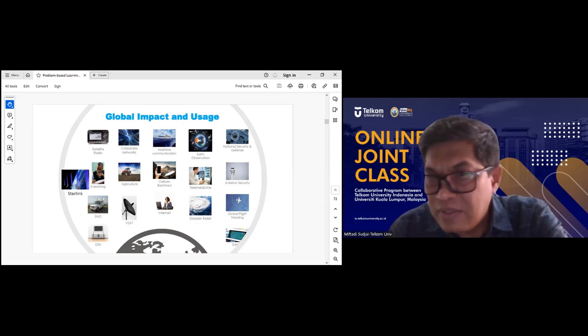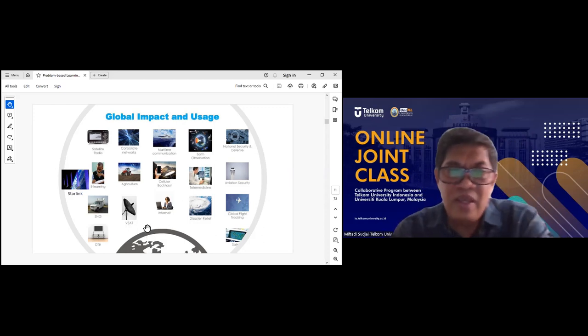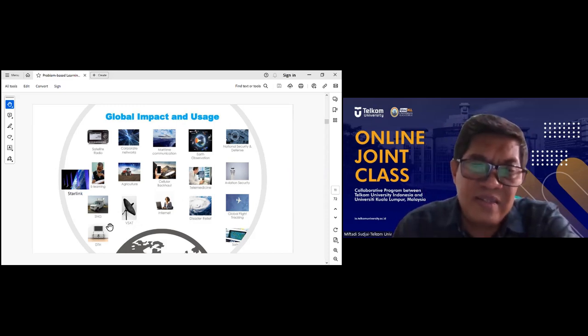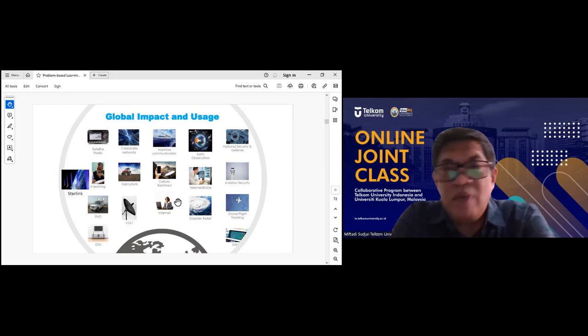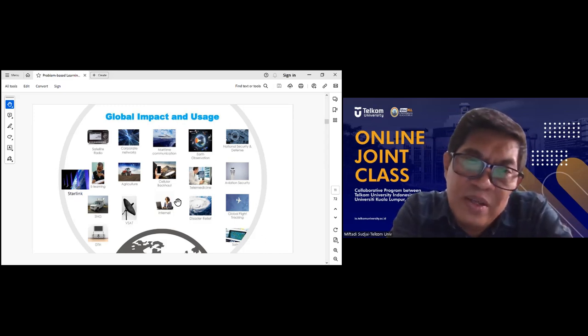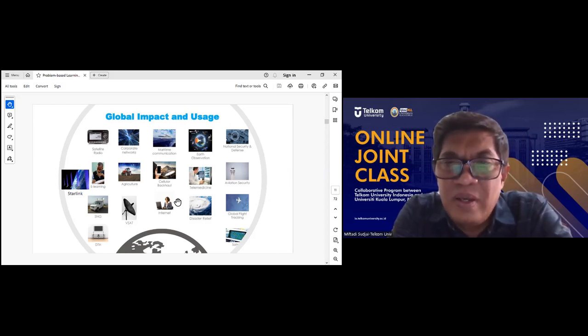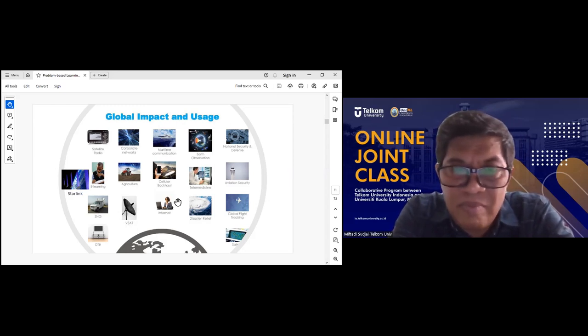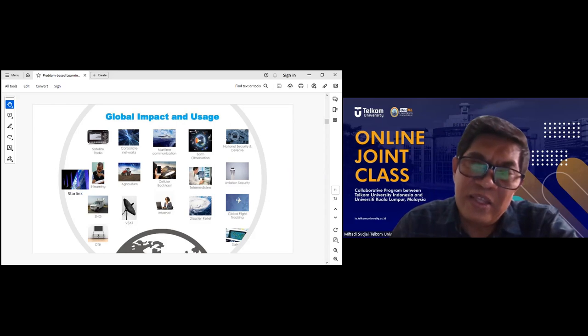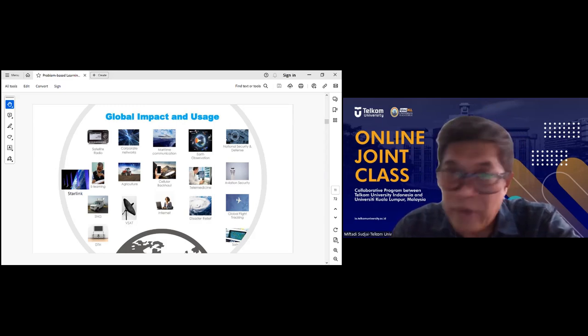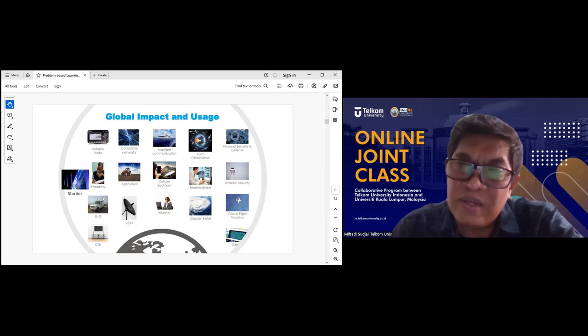There are also aviation, flight navigation, national security, even internet access, and satellite news gathering. With that kind of usage, you can imagine how big the impact of satellite communication is on the daily life of people around the world: education, meteorology, transportation, entertainment, flight, maritime applications, telemedicine, and so on. We can imagine it contributes to the welfare of people of the world in a very good and wide way, because satellites can provide wide coverage of planet Earth.